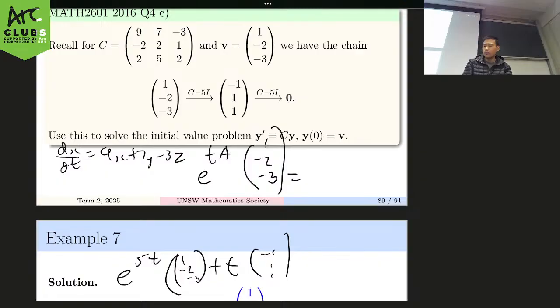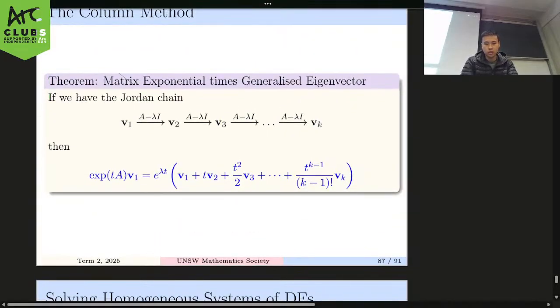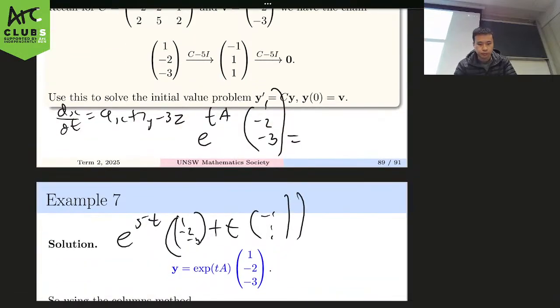If this Jordan chain were longer, then we'd have to add t squared over 2 times the next vector. The factors are the same terms as the exponential, so it looks like a pseudo Taylor series for e to the x. And then this is equal to e to the 5t times (1 minus t, minus 2 plus t, minus 3 plus t).